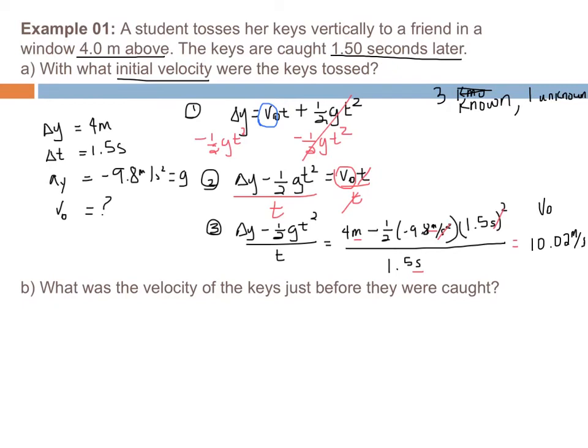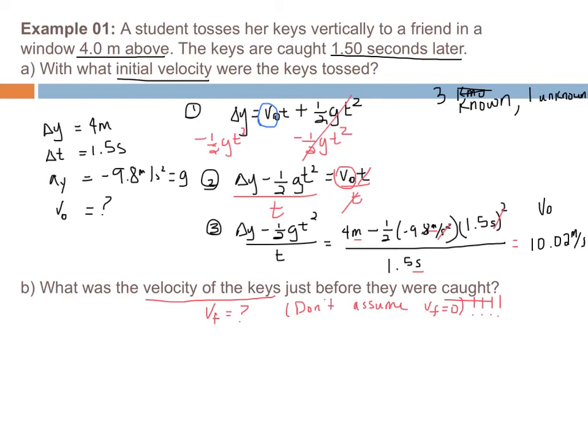The second part says, what was the velocity of the keys just before they were caught? So what it's asking for is to solve for final velocity. We can't assume that the final velocity would be 0 because it didn't reach 0 by itself. It was forced to come to 0 because you caught it. Okay? Had you not caught it, it doesn't mean that it would have reached 0 at that point. So we cannot assume that our final velocity is equal to 0. And this is really important, a very, again, common problem.